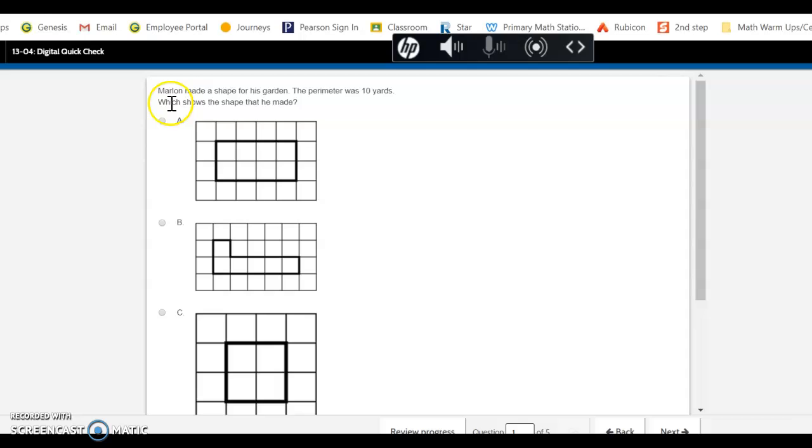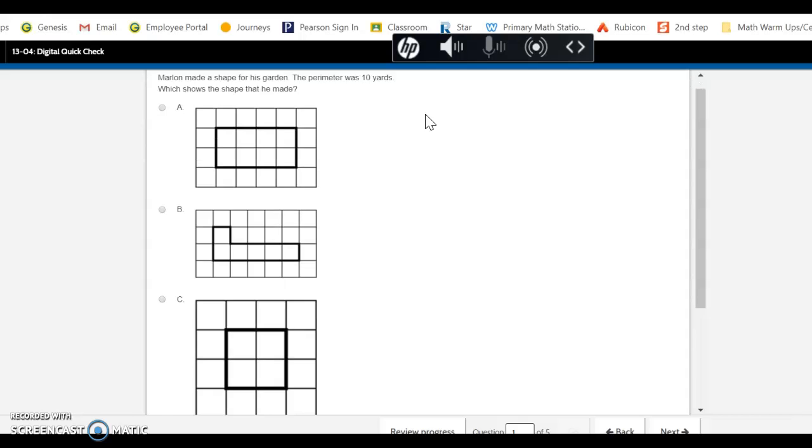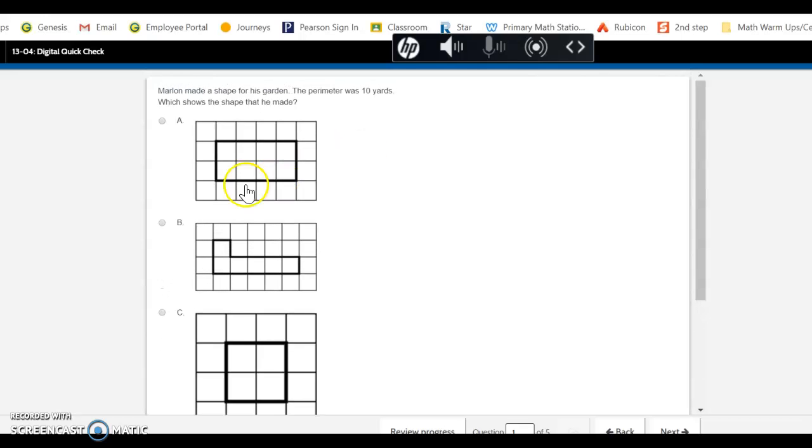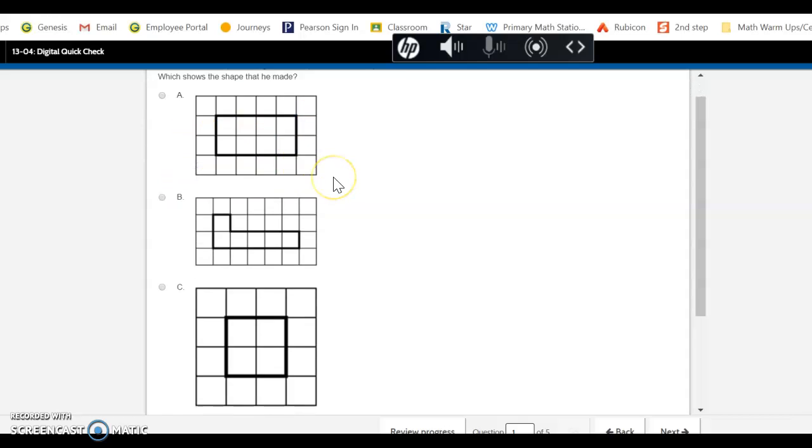So number 1, Marlon made a shape for his garden. The perimeter was 10 yards. Which shows the shape that he made? So I'm going to check all of my choices looking for the shape that's 10 yards. So 2 plus 1, 2, 3, 4. So 2 plus 4 is 6. 2 and 4 is 6. So this shape has a perimeter, if I add up 6 plus 6, of 12.